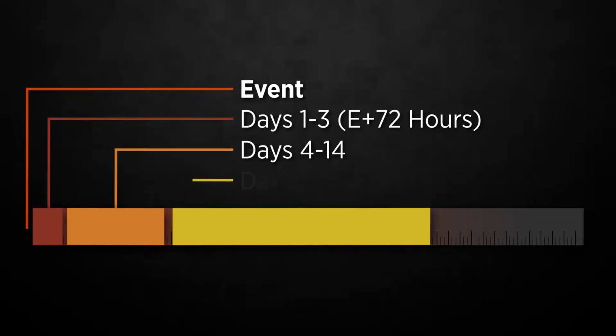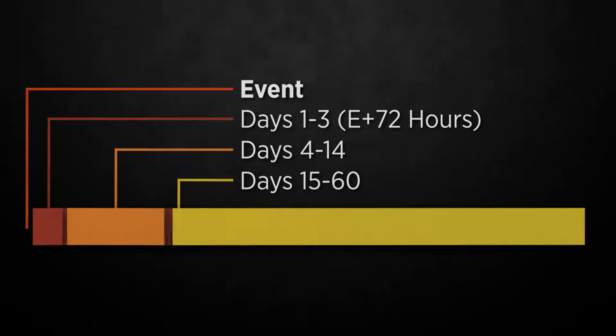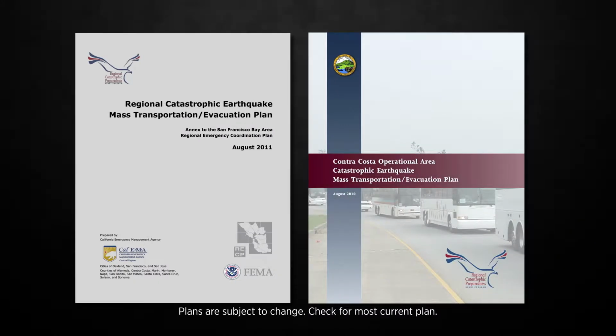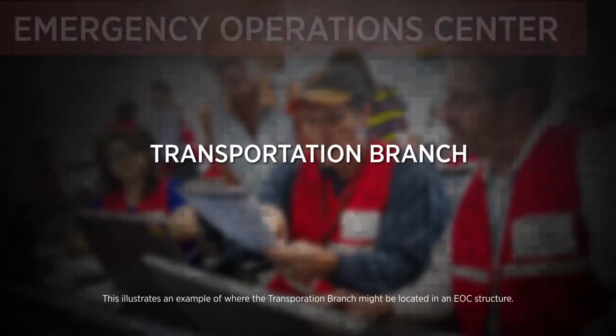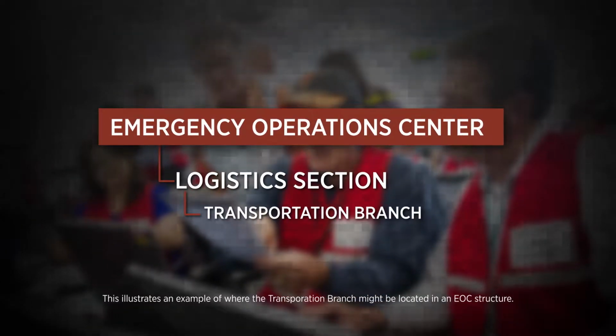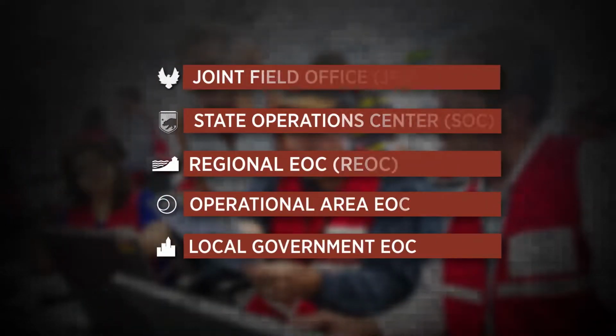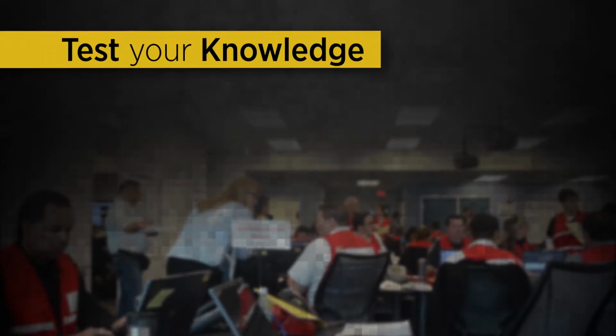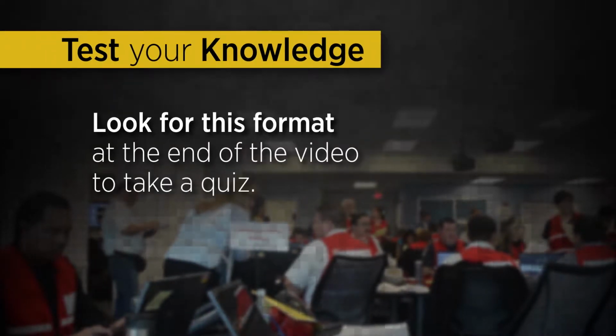Whether you are in an EOC during the first, second, or third time period of the disaster response, it may be helpful to refer to the Bay Area Regional Catastrophic Earthquake Mass Transportation and Evacuation Plan, or your local government or operational area mass transportation and evacuation plan as you watch this training. Keep in mind that your role in supporting mass transportation and evacuation operations in an EOC may be slightly different based on your level of government. Stick around to test your knowledge of supporting mass transportation and evacuation in an EOC with a quiz at the end of this video.